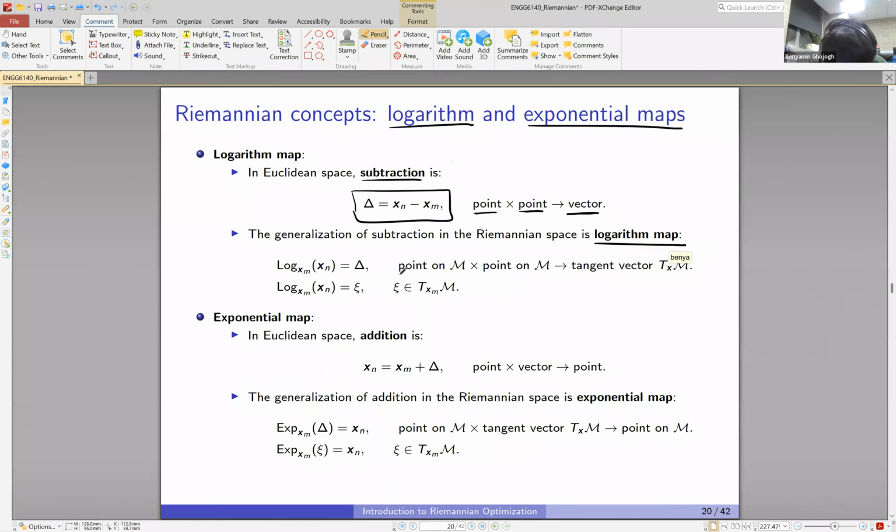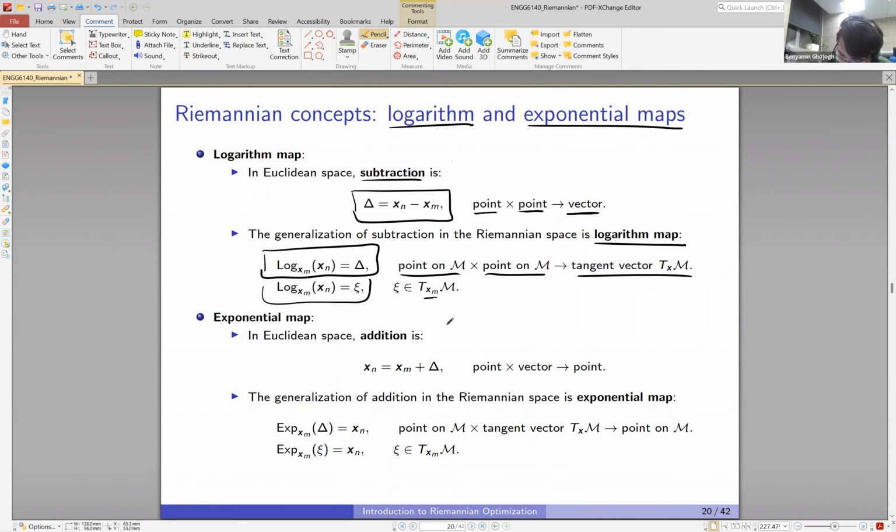What does it mean? It takes 2 points on the manifold and gives a tangent vector in the tangent space. Like here, we have 2 points, and it gives a vector. It's denoted like this. It gets 2 points, xn and xm, and gives the tangent vector delta, or let it be this. And this tangent vector zeta belongs to the tangent space of xm, not xn.